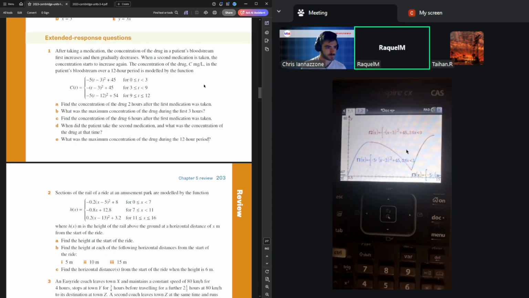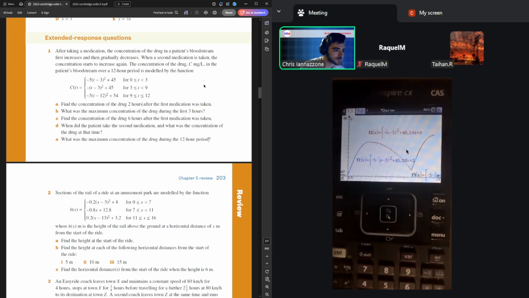Would it be 45 milligrams per litre? Yeah, I have a sneaking suspicion it certainly will be. What gives you the idea that it might be 45? I looked at the graph and went to the x value of 3, and it's labelled as the maximum, and the y value is 45. Yeah, that's right. Even looking at the function itself, it's a quadratic with a turning point at (3, 45), so the peak is going to be 45. Absolutely.